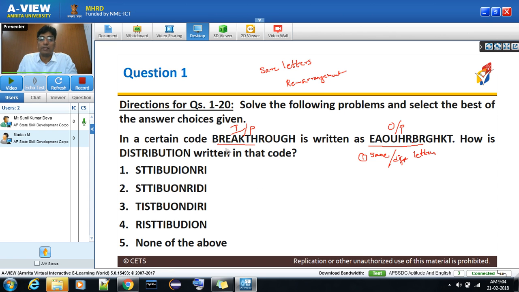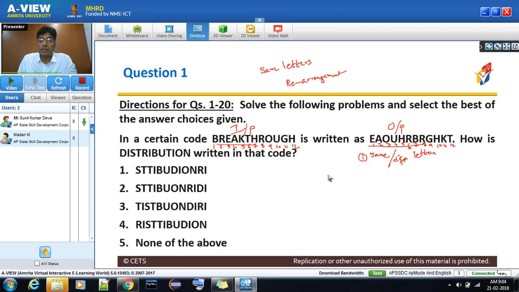Let us now give position numbers. B is in the first position, R is in the second position, E is in the third position, A is in the fourth, K in the fifth, T is sixth, seventh, eighth, ninth, 10th, 11th, and 12th. Now, breakthrough, B, which is in the first position, has now come to, let me put the numbers, 1, 2, 3, 4, 5, 6, 7, 8, 9, 10, 11, 12.